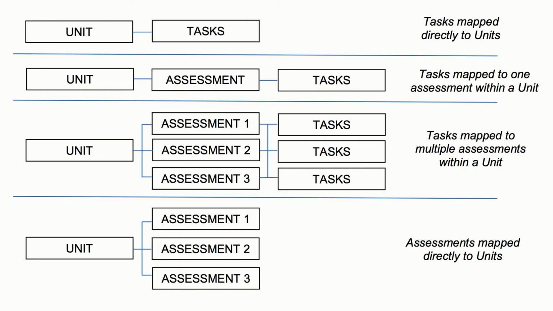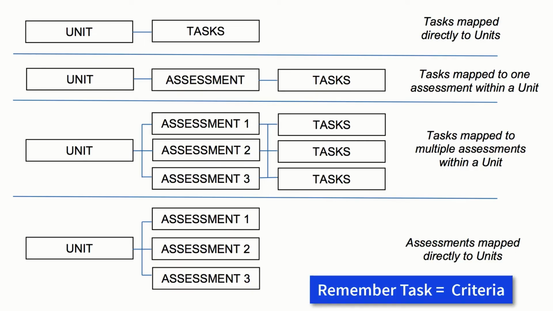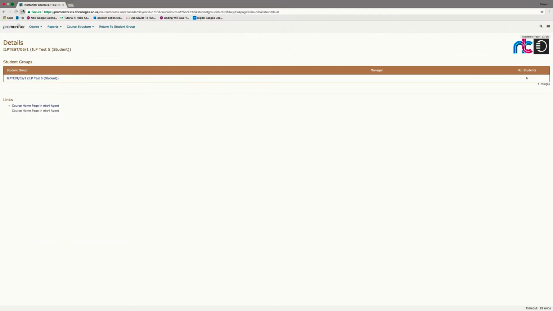So as you can see on this screenshot here, you may have a unit made up of tasks. You may have a unit made up of an assessment that is linked to one task. Most commonly, you will see a unit with multiple assessments, and then those multiple assessments help build up the tasks, or finally, you may just have a unit with multiple assessments in. So on the brown screen where you can maintain your course structure and assessments and units, etc., you need to click on Course Structure and then Maintain Tasks.